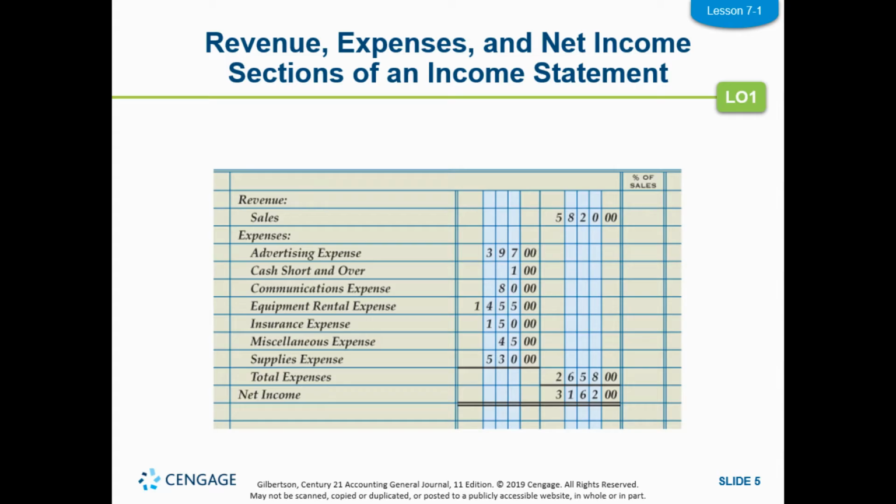So the first section, again, is the header. And the other three sections are revenue, expenses, and either net income if our revenue is greater than our expenses, which is our goal. We want to make money. Or net loss would be if our expenses are greater than our revenues or sales amounts here.